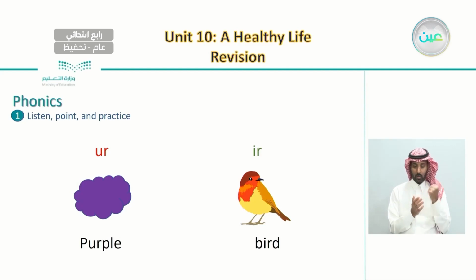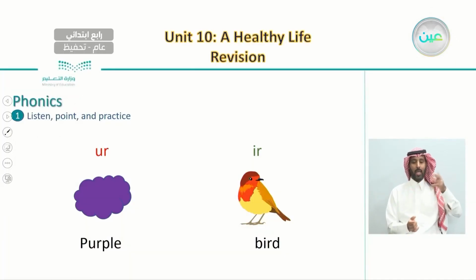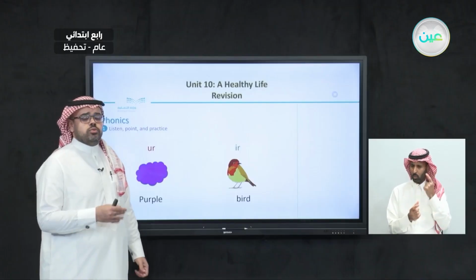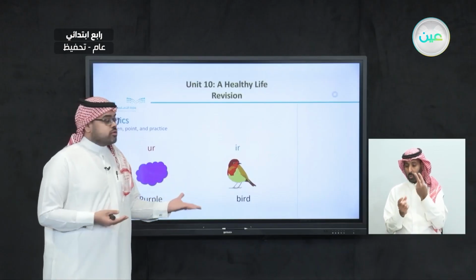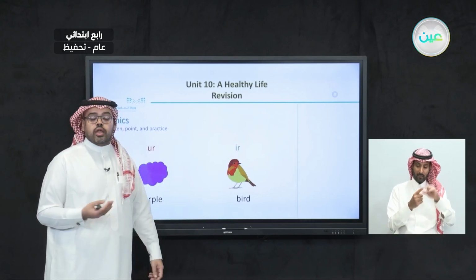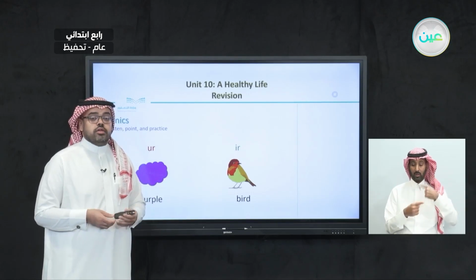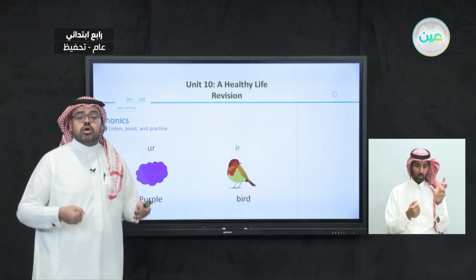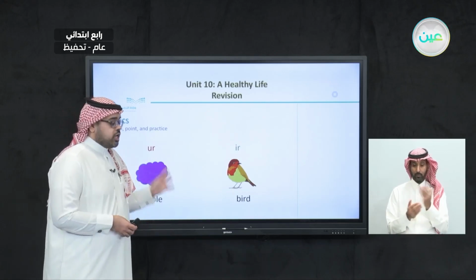In our last lesson, we had phonics where we practiced words with UR and words with IR. And we said that we can think of many words that have the UR letters in the middle, words like, for example, turtle. And also many words that have the IR sound, like, for example, the word shirt. So here we need to practice these two sounds as they are going to come across us many times when we read. So here I have two words.